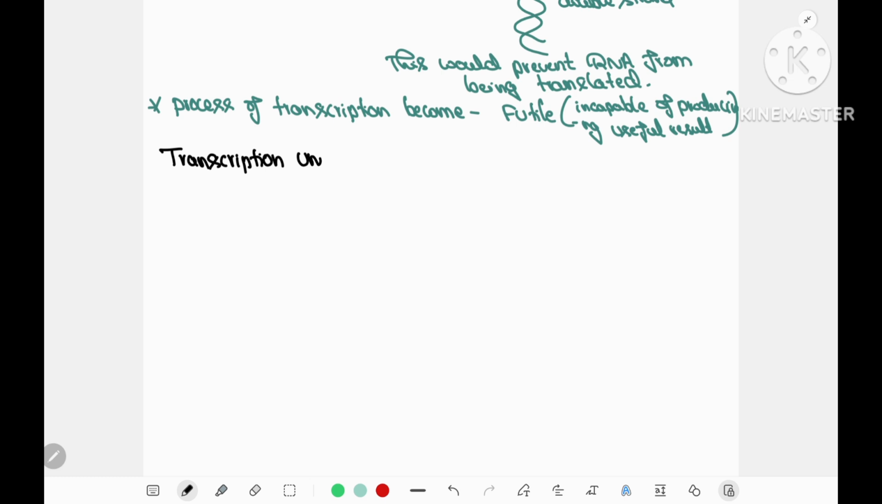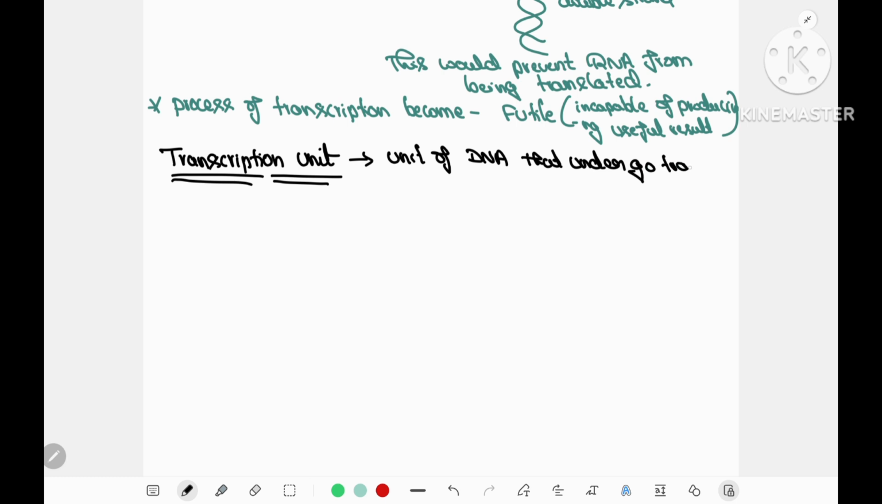Now, let us understand the structure of the transcription unit. Earlier we have studied that a unit of DNA will undergo transcription. That unit of DNA is called the transcription unit. So to define it very simply, the unit or segment of DNA that undergoes transcription is called the transcription unit.